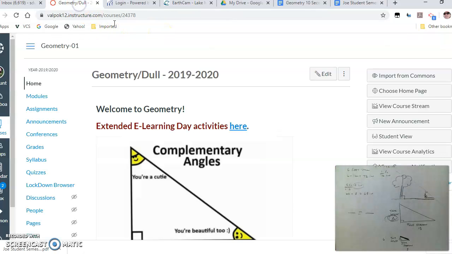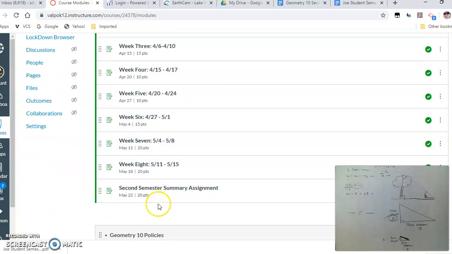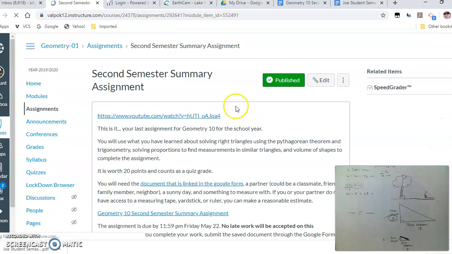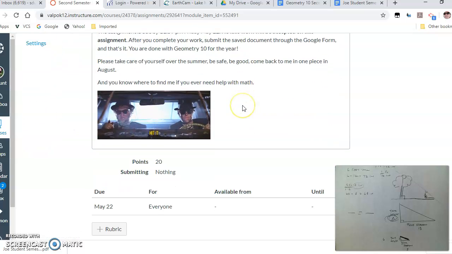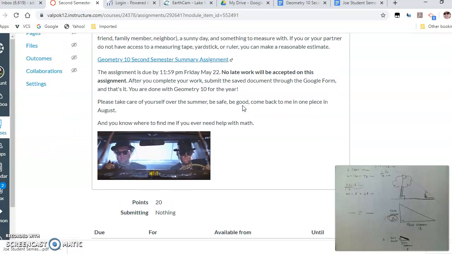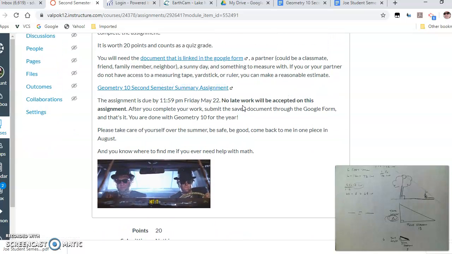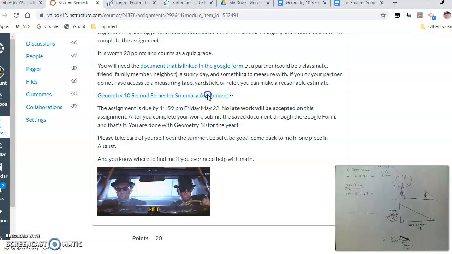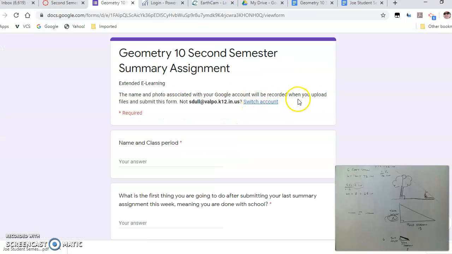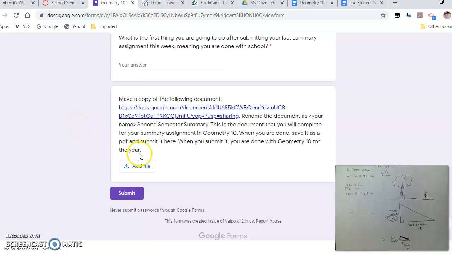you would go back into your assignment, into your module, second semester summary assignment. Put this piece into a Google Doc also, so there's where your file would go. Click submit. You're good to go.